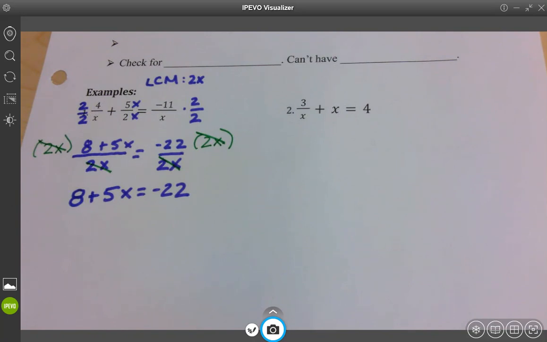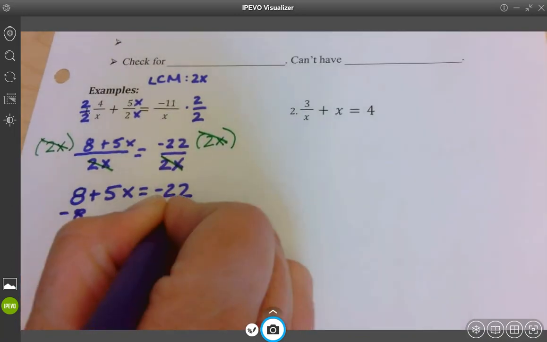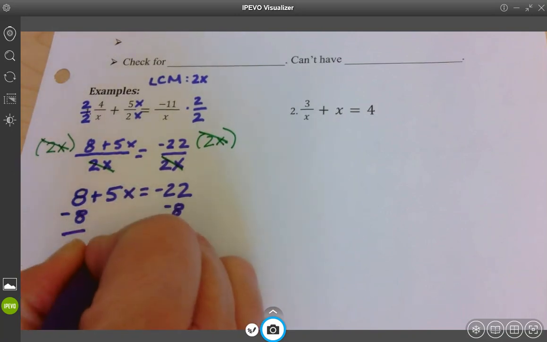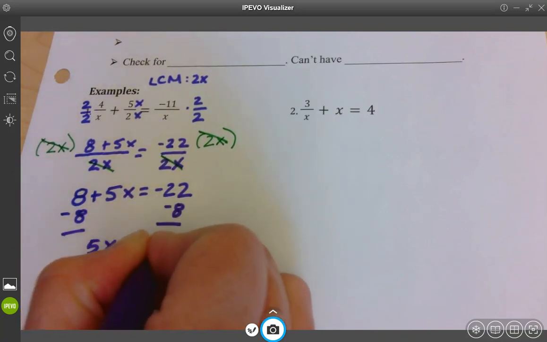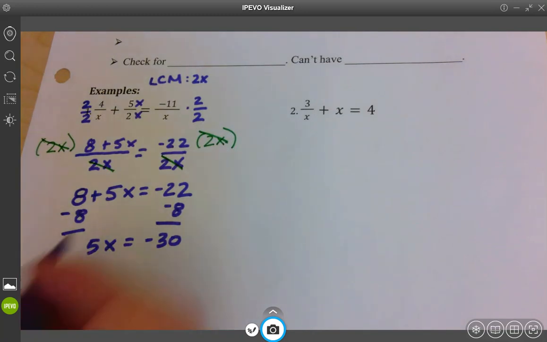All right, so now we need to solve the linear equation, okay? We have to get x by itself, so what would be our first step? Minus 8, good. All right, and then how do we undo the multiplication in 5 times x? Divide.